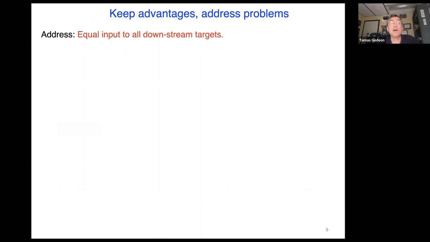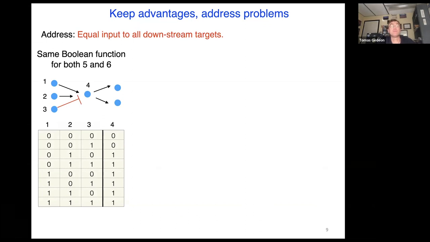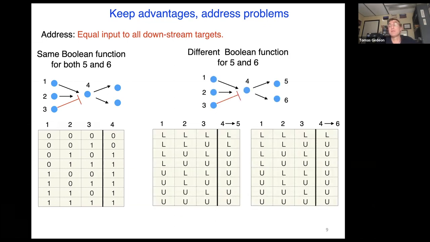The second part addresses the idea that the effect is the same for all downstream genes. This is my traditional Boolean setup. Here, I'm going to have two different Boolean, quote unquote, functions. I replace all the zeros by L's and all the ones by U's, and then I have two different functions: one is how four affects five, and the other is how four affects six. So I replace this one function by two functions.